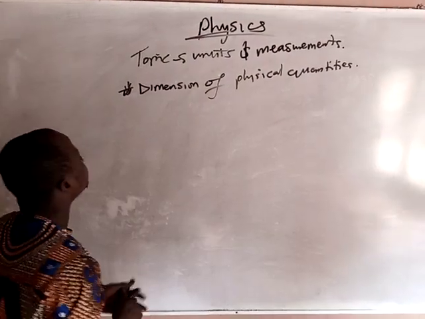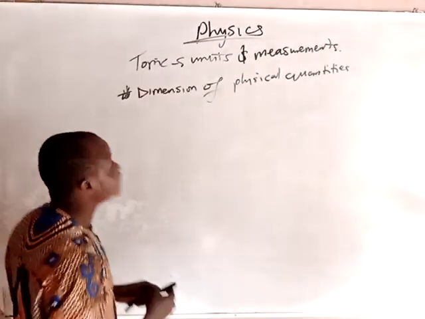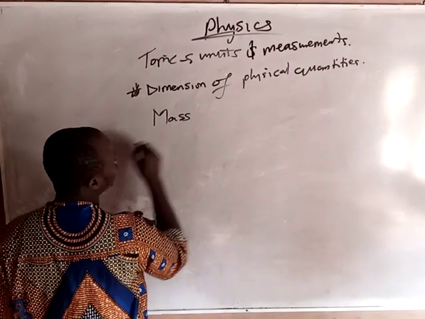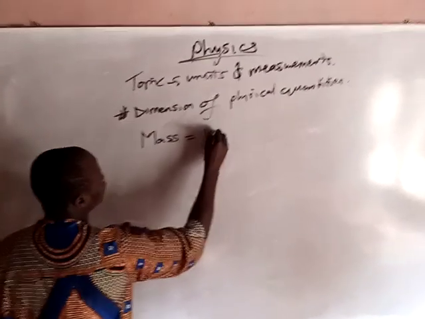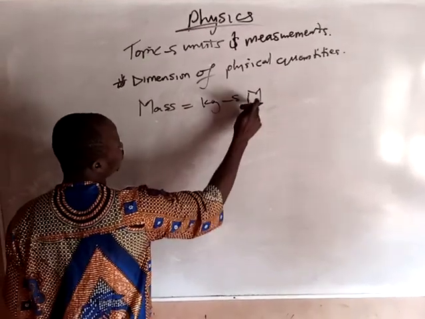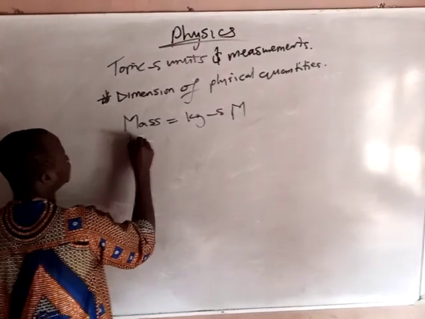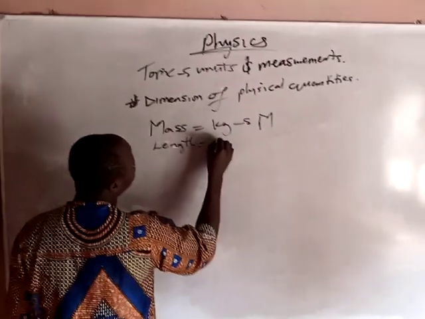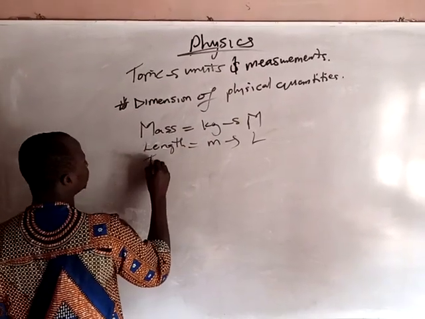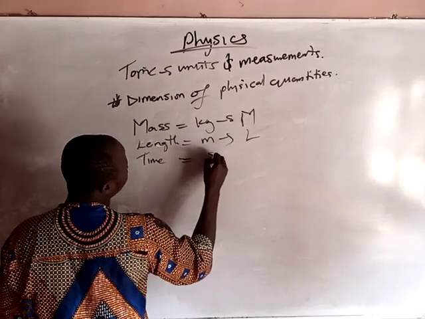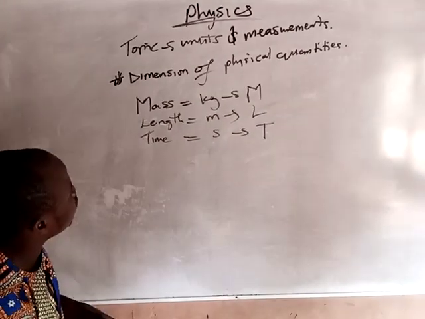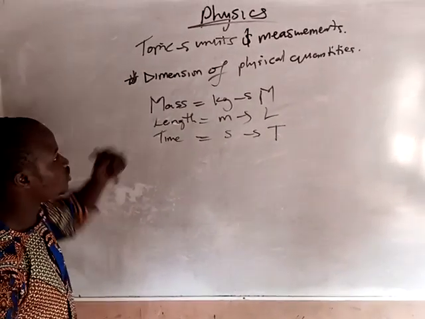Dimension of physical quantities. Now, in our last video, we spoke about acceleration, right? Yes. So there are some things that we need to know that are guiding us in dimension. Mass is in kilogram, and whenever you see kilogram, you represent it with capital M. Length is in meter, represented with capital L. Then time is in seconds, and whenever you see seconds, T. So this is the guideline in dimension of physical quantities.